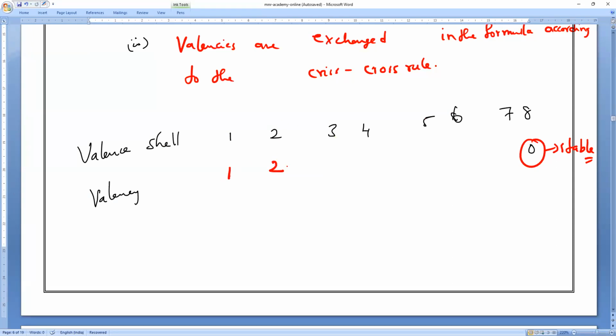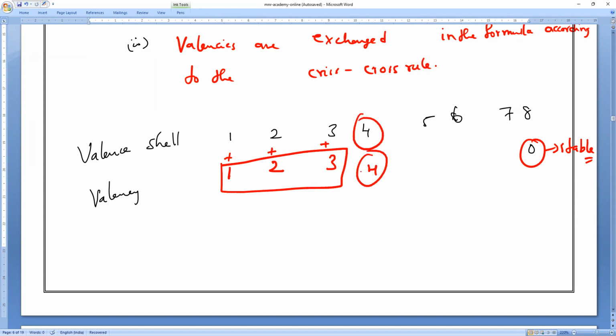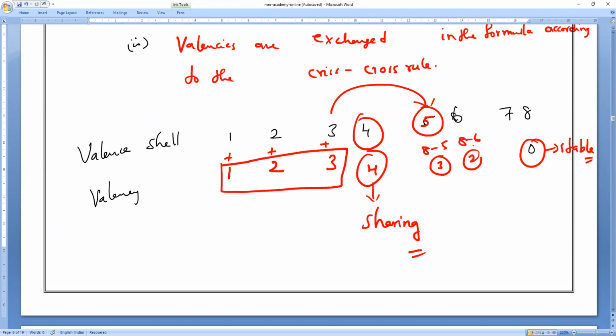Two valence electrons, valency is 2. Three is there, valency 3. But these are donating: +1, +2, +3. If 4 is there, valency is 4, neither plus nor minus, because it is sharing. Next, 5 is from the non-metals, which will receive: 8 minus 5 is 3. Next, 8 minus 6 is 2. 8 minus 7 is 1.